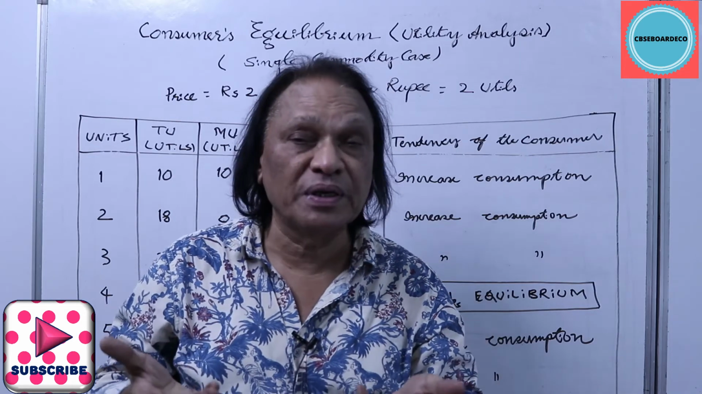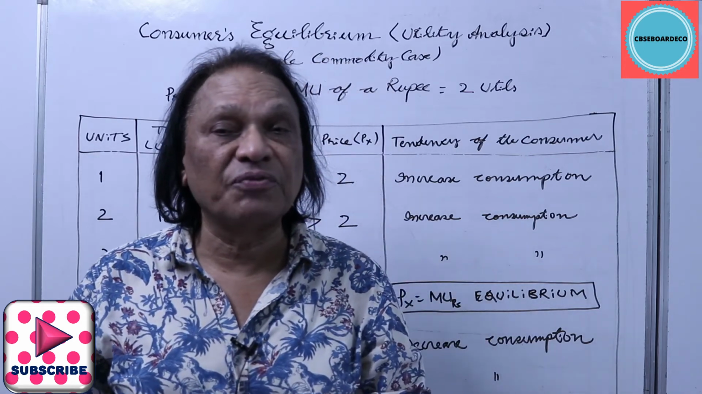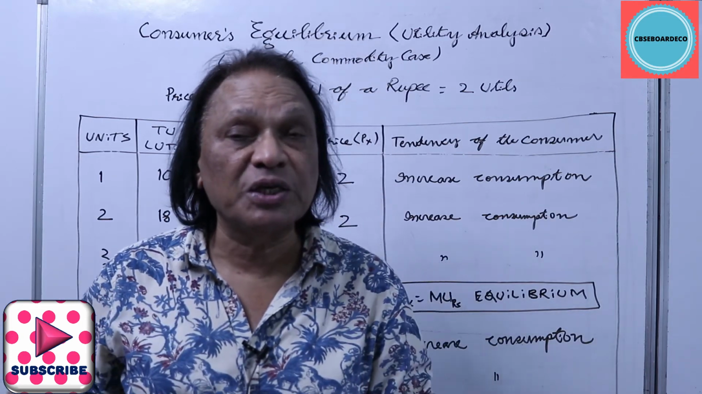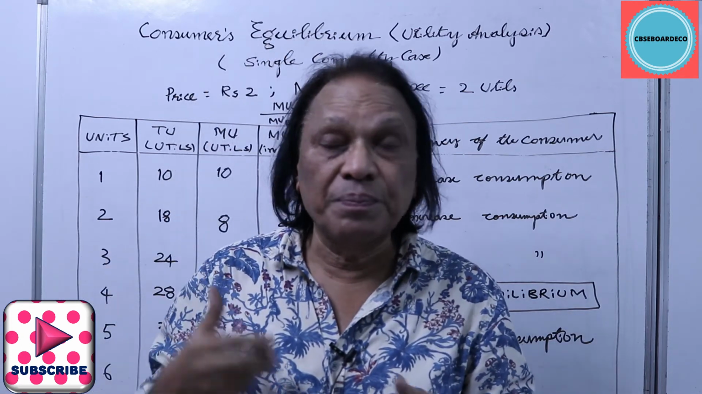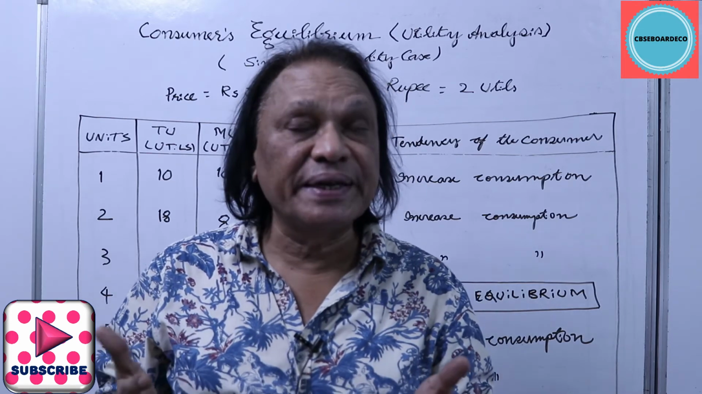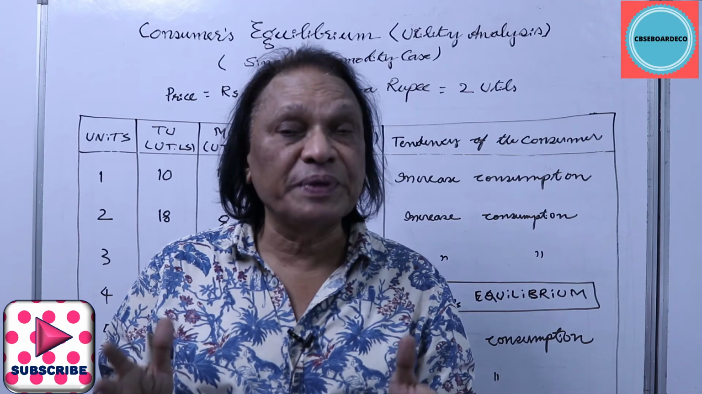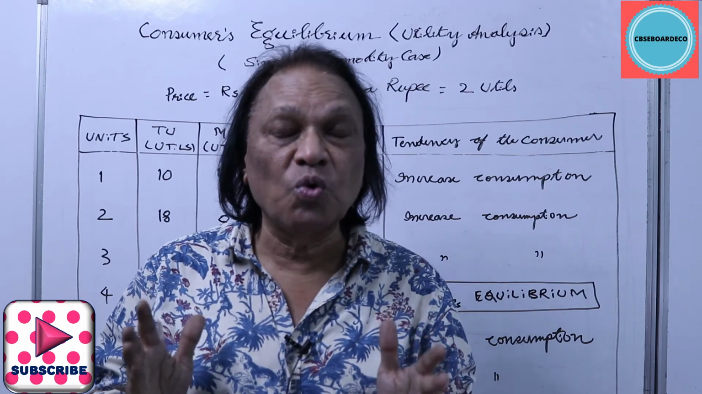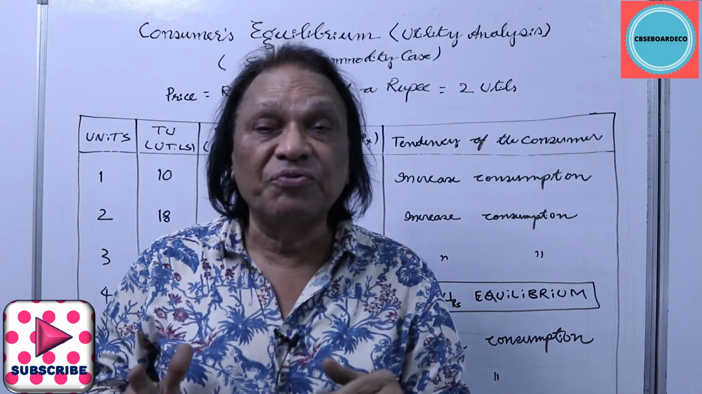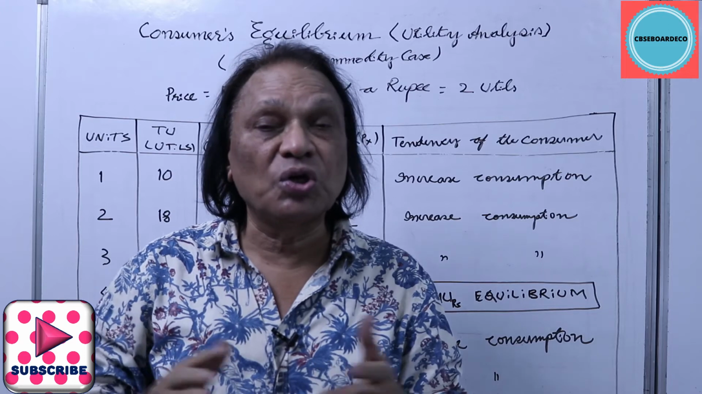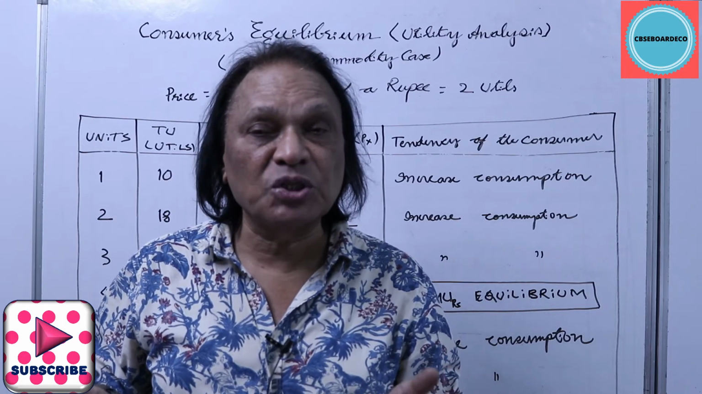He'll go on consuming. In our case, we've taken the fourth unit. If the consumer goes beyond the fourth unit, the price he's paying is much more than the marginal utility in terms of rupees. He's getting less utility than the price he's paying. He'll stop here. The consumer should consume only up to that level where MU in terms of money is greater than or equal to the price. You should not go beyond that. That is the consumer's equilibrium.